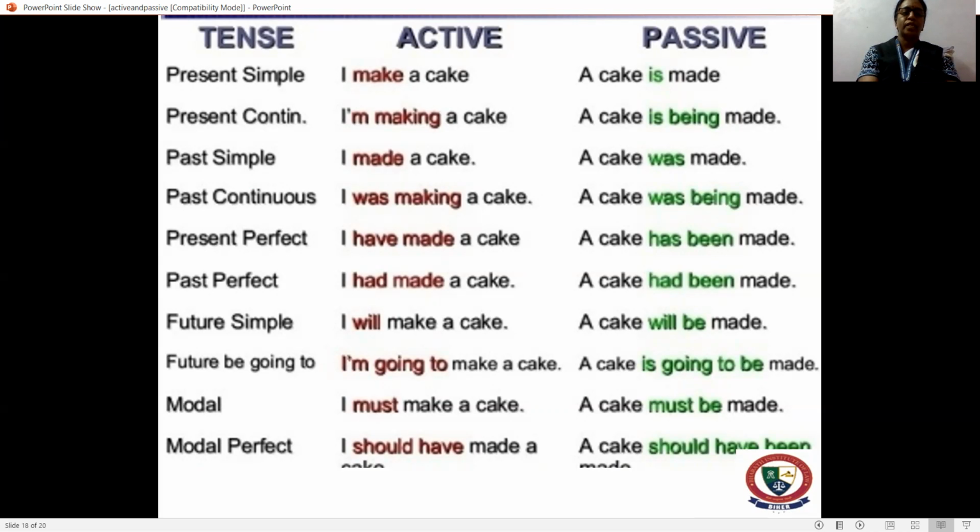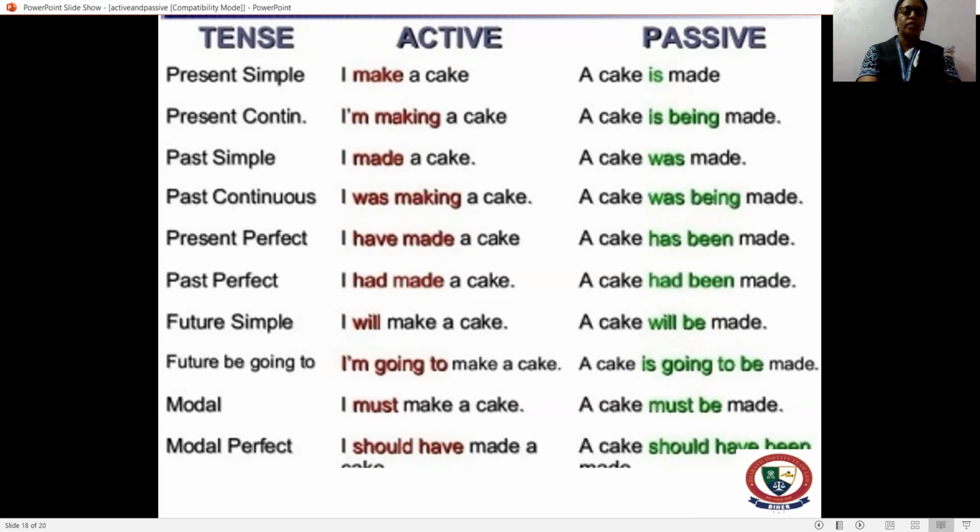Similarly, for past continuous, I was making a cake, which will change to a cake was being. In the present continuous, it is being. When it comes to past continuous, it is was being made. The V3 form. See, in all the active sentences, we use make. When we change it to passive, the V3 form made is used.